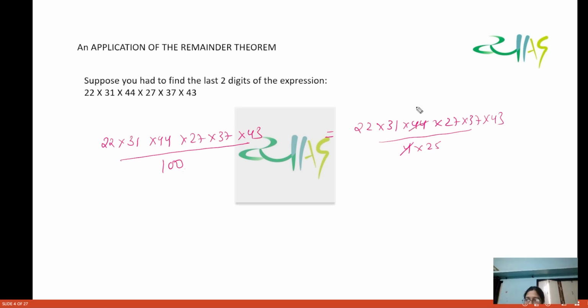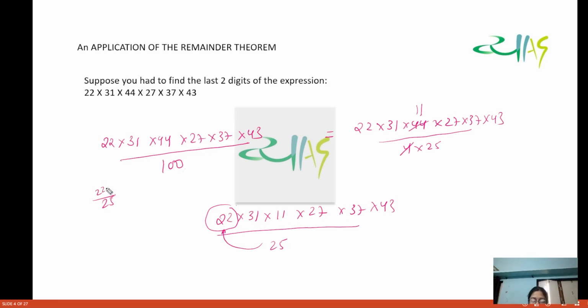So this 44 divided by 4 becomes 11. Let's just keep it 11. Now you have 22 into 31 into 11 into 27 into 37 into 43 divided by 25. What I will do here is write this as minus 3 as remainder.